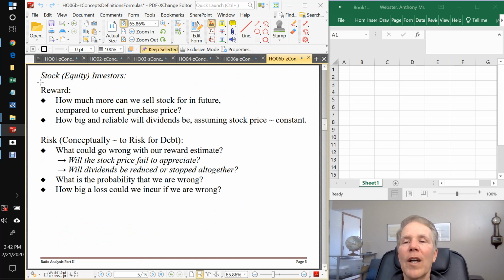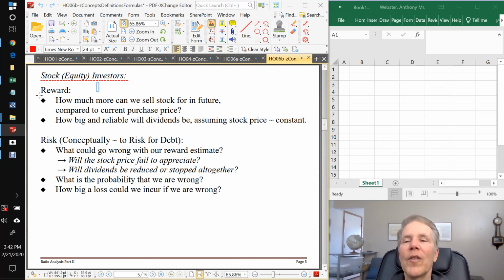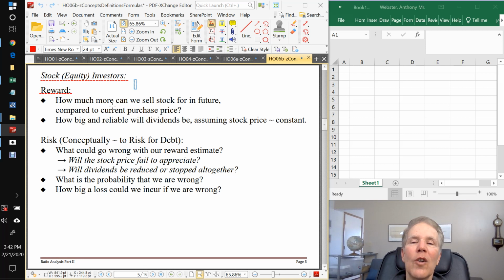Then we went to equity investors. The reward for them depends on what you're looking for as an equity investor. If you're looking to buy the stock at a low price and sell at a high price, then that's your reward: how much is it going to go up after we buy it? And if you're a more conservative stock investor, you're buying the stock maybe to get dividends, and you're hoping that the stock price doesn't go up or down, well, at least down too much. So you're asking, how big will our dividends be?